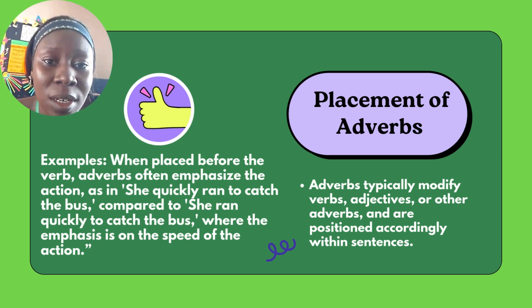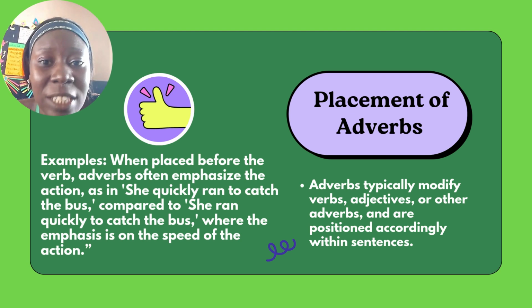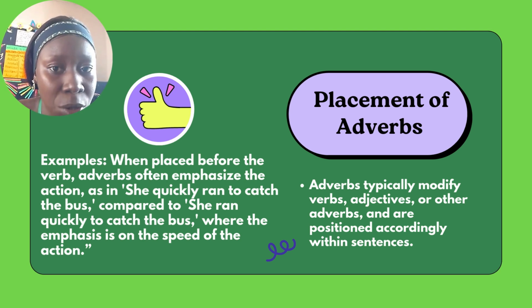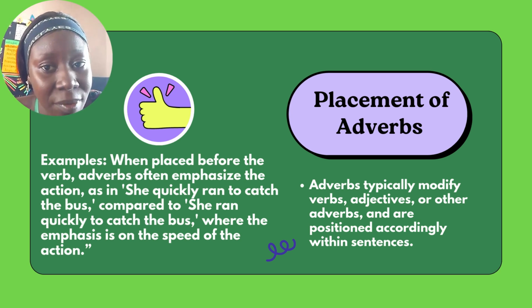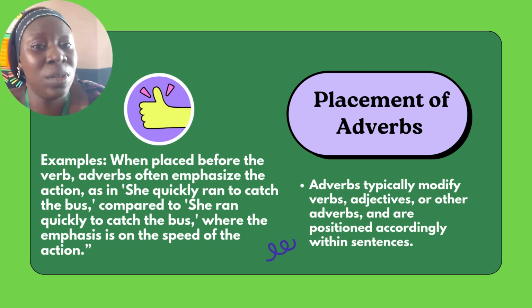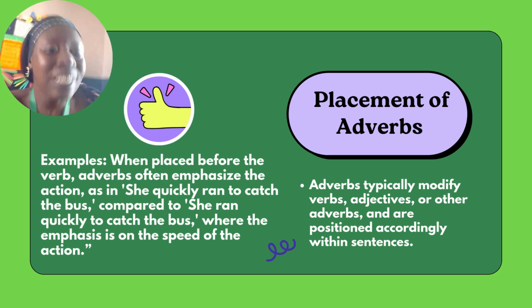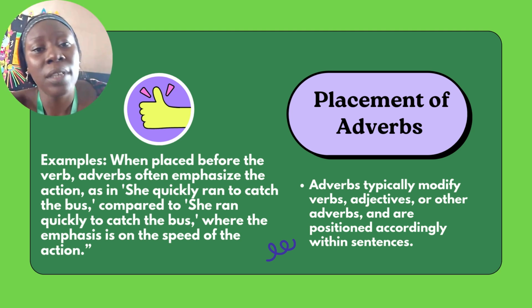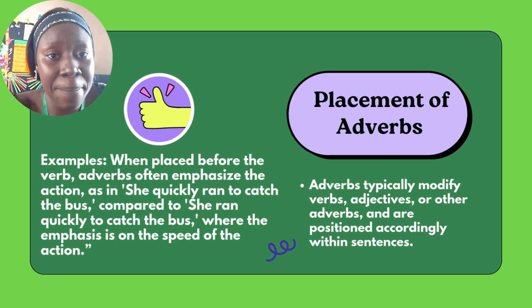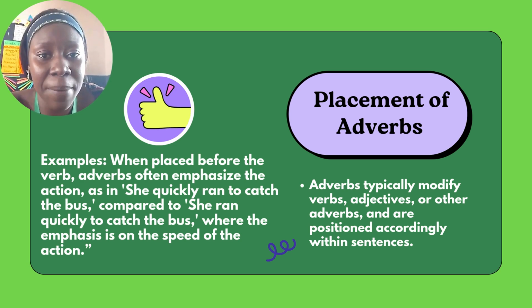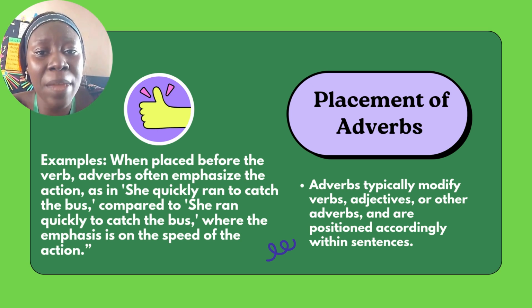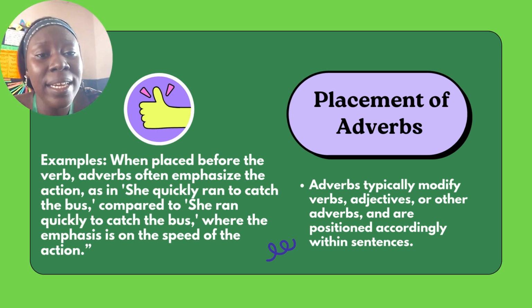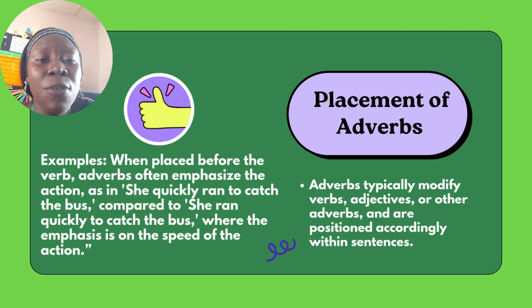It tells you how she ran to catch the bus, compared to, she ran quickly to catch the bus, where the emphasis is on the speed of the action. How did she go to catch the bus? Did she walk slowly or quickly? So they emphasize the word quickly. The adverb typically modifies verbs, adjectives or other adverbs and is positioned accordingly within sentences. So the adverb quickly tells us how fast she went to catch the what? Bus. So let's move on.